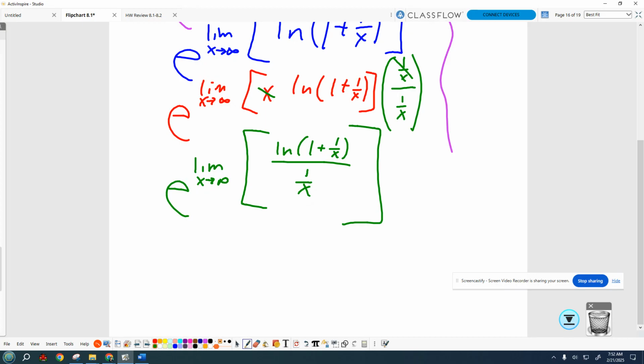Okay, so let me just check. Putting infinity in the denominator, 1 over x. 1 over infinity, what does that become?